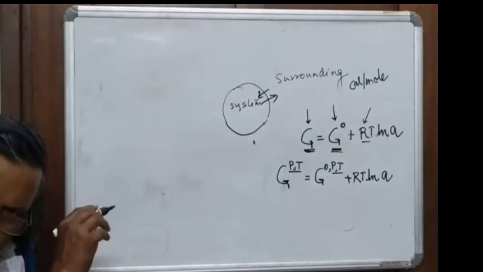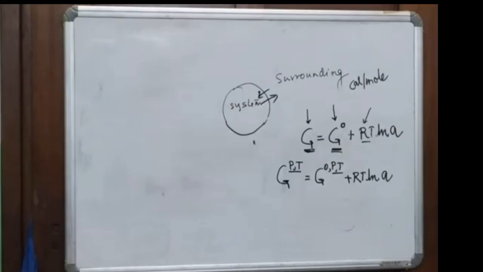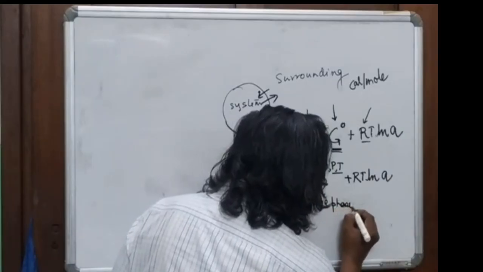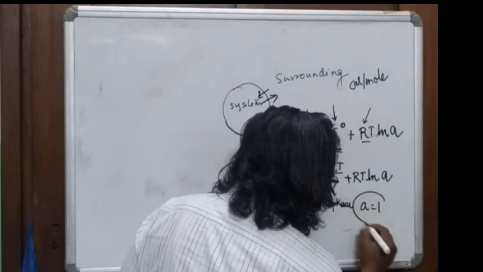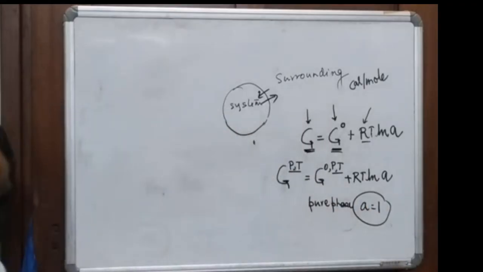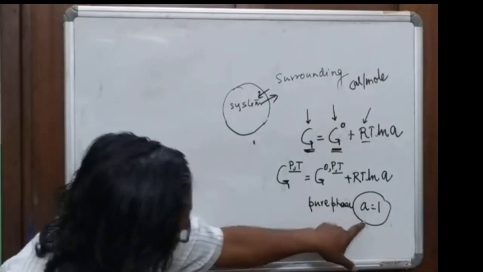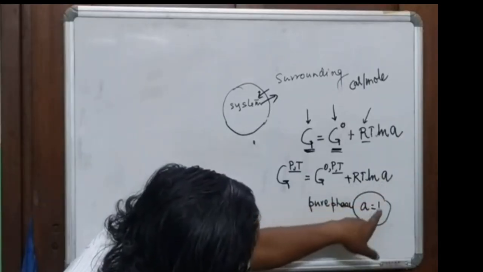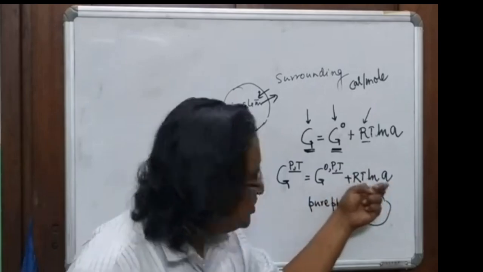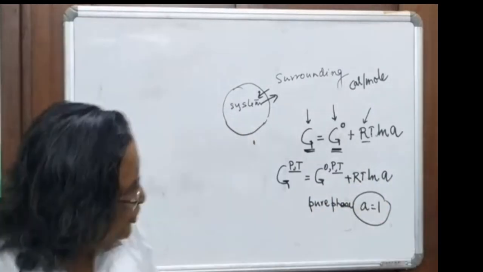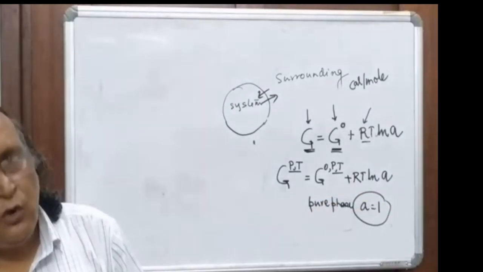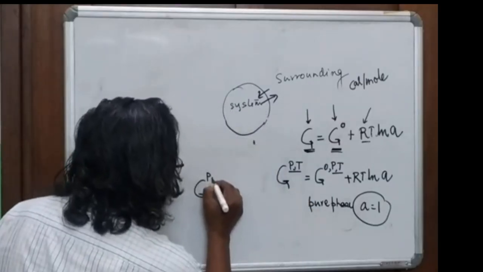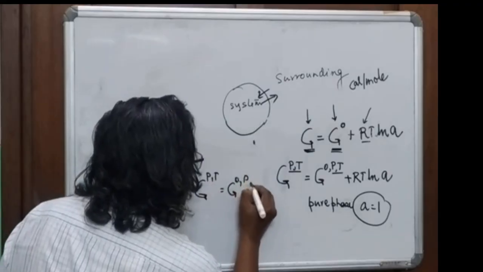But before I explain it more, let me give you a clue. For a pure phase, activity is equal to 1, I think you know this. Activity is equal to 1. So if activity is equal to 1 for a pure phase, and if I put 1 instead of a, then this term becomes 0. Have you understood? So RT ln a becomes 0. So if RT ln a becomes 0, then G PT is equal to G0 PT.